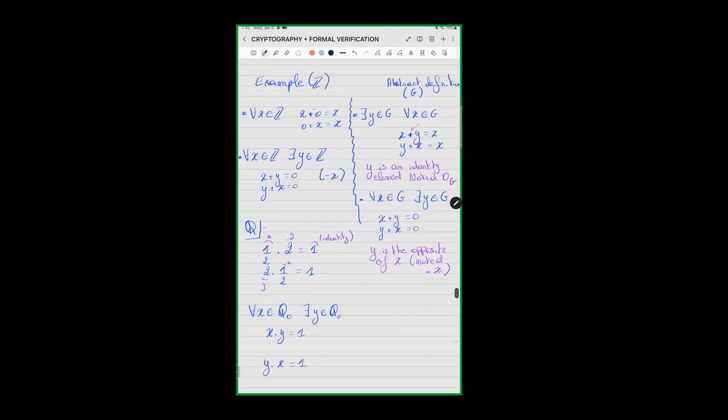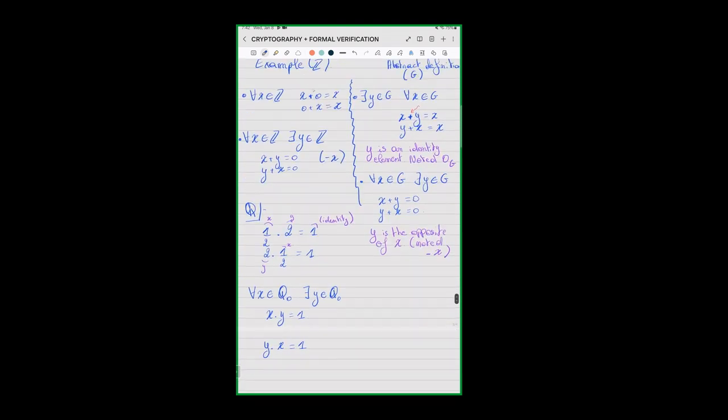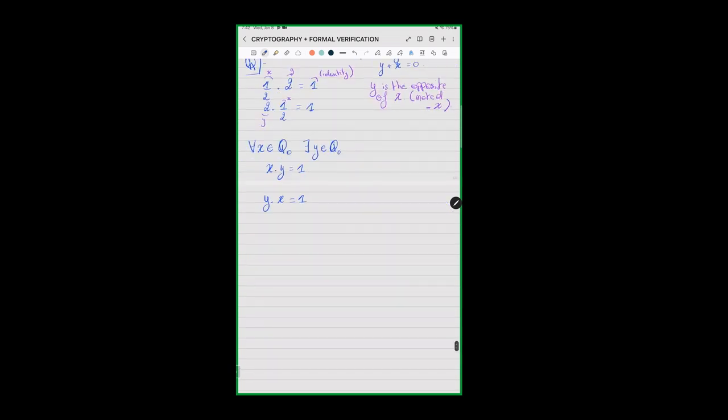And same properties. If we try to check the identity property, if we take any element x in Q0, if we do x times 1, it's equal to x, but also 1 times x is equal to x. So in this case, the identity is 1. And the notation for the relation is simply a times, a dot. We can use times if you want, but very often we just use dot.